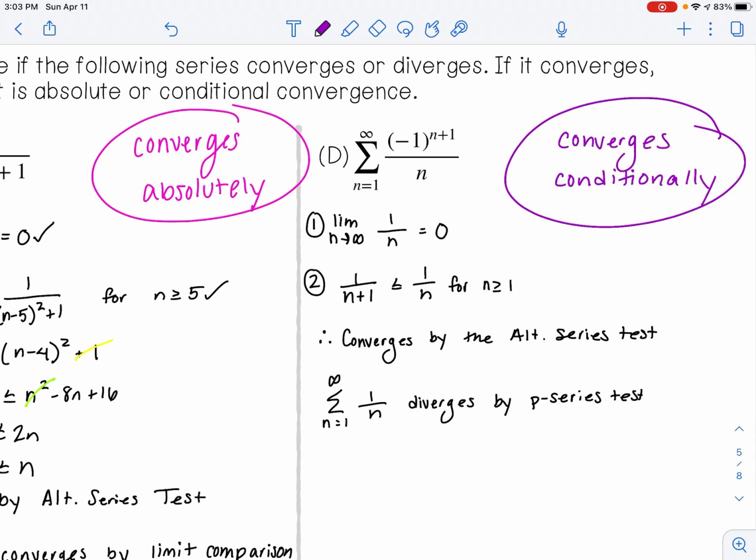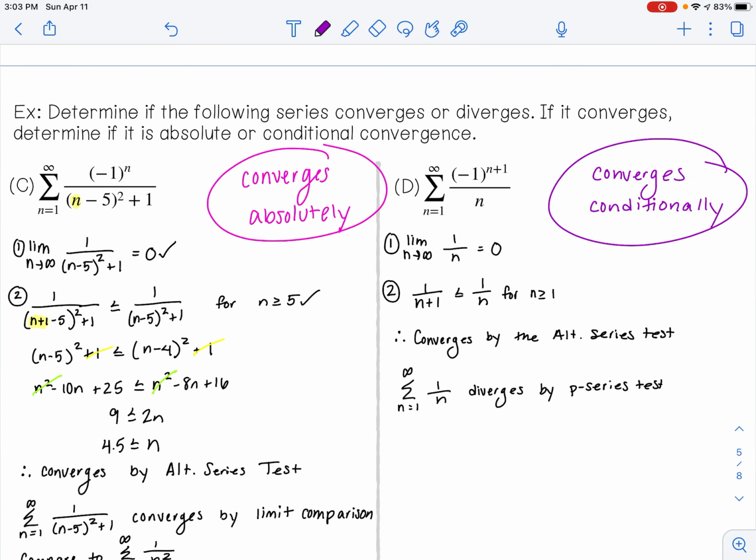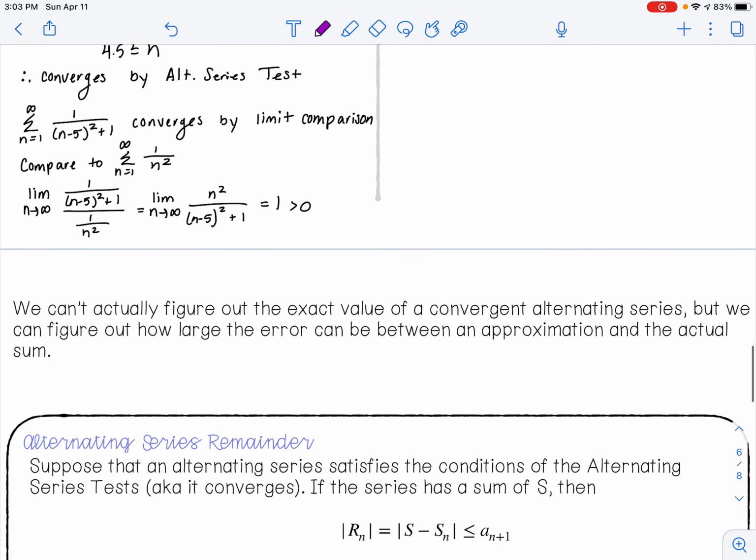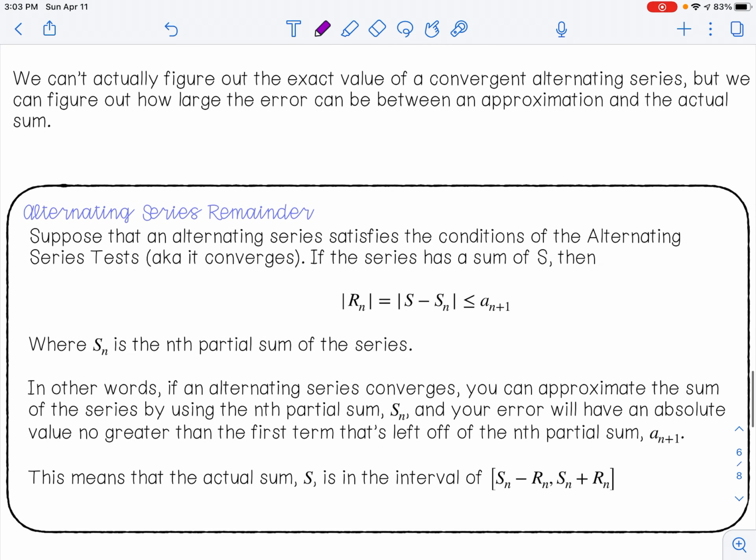As if the two different types of convergence weren't enough nuance for alternating series, there's actually more nuance in the fact that we can figure out an error amount. We can't figure out the exact value of a convergent alternating series like we can with a geometric series or a telescoping series, but we can figure out how much error we have using something called the alternating series remainder. So suppose that an alternating series satisfies the conditions of the alternating series test, aka it converges.